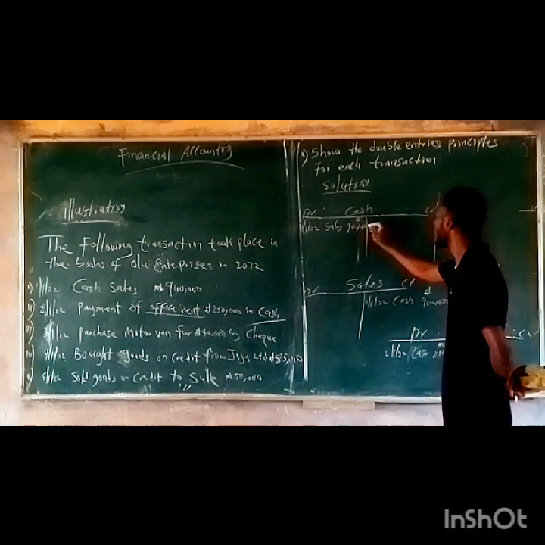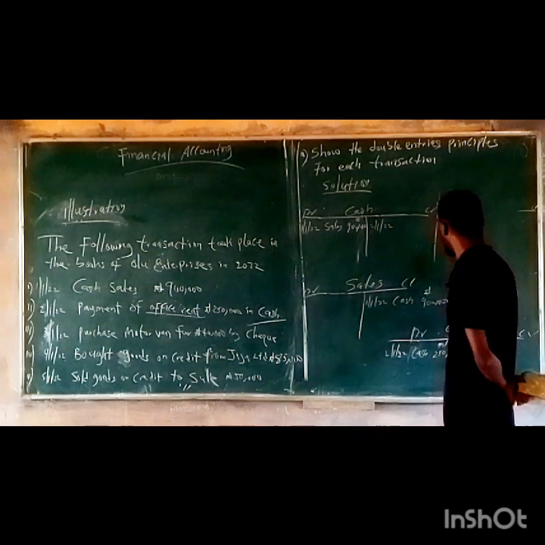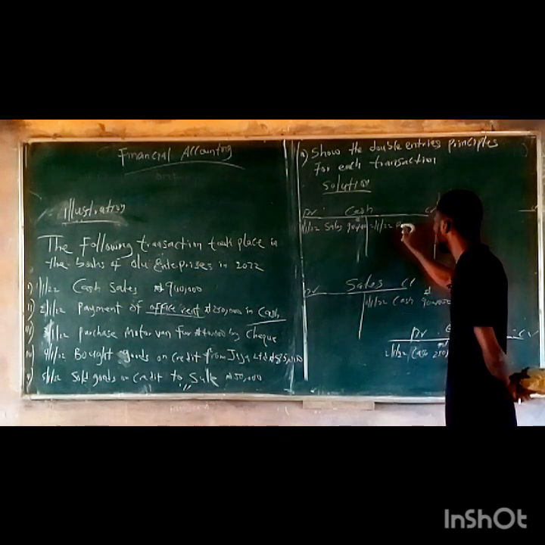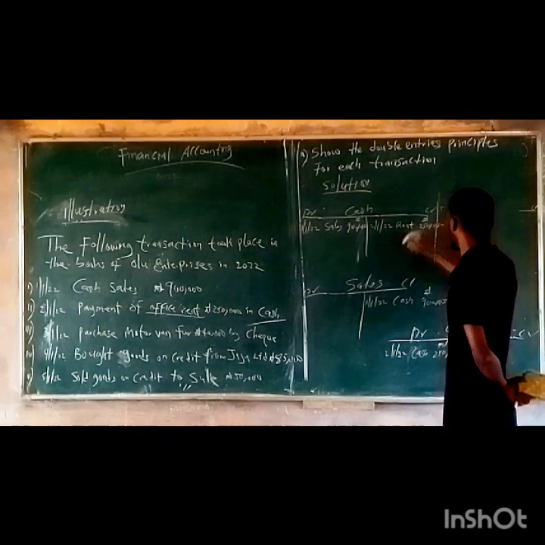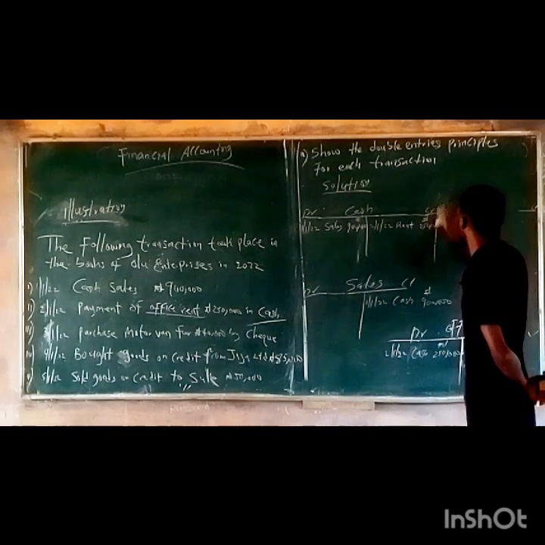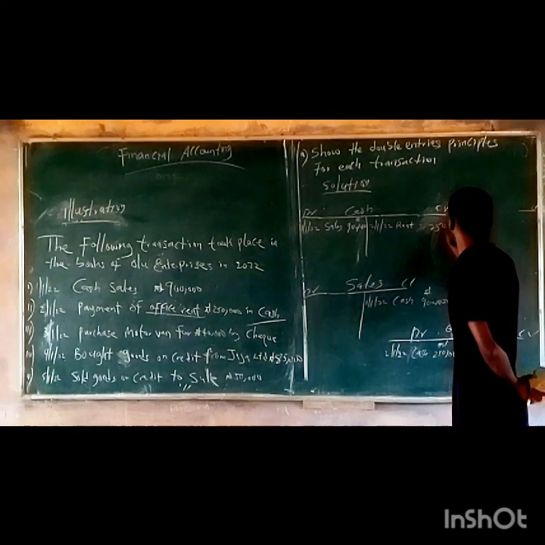So I'll write the date, which is 2nd of January 2022. Then the corresponding of it is the office rent. Let me just write it. It's the same thing. Then you write 250,000 naira.